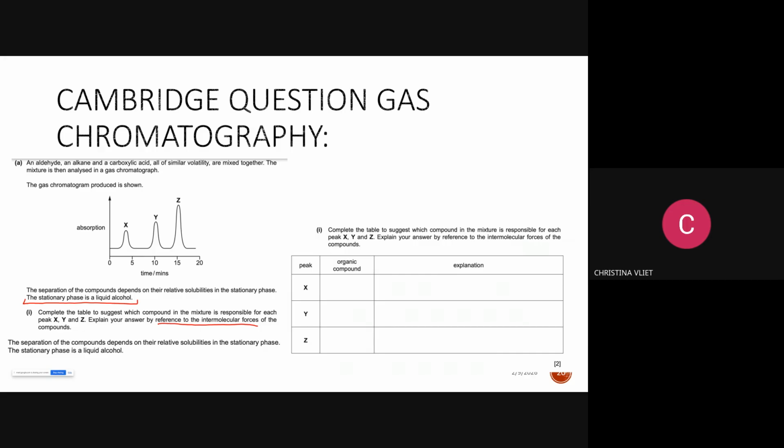Complete the table to suggest which compound is which. What are my three possibilities again? We have an aldehyde, an alkane, and a carboxylic acid. Now, they did not tell us the exact one that we have. They told us that they have a similar volatility, so you can assume that their molar masses are in a similar area. It's not like one is 100 carbons and the other's 2. They're similar enough that you can compare the functional group to make your decision.